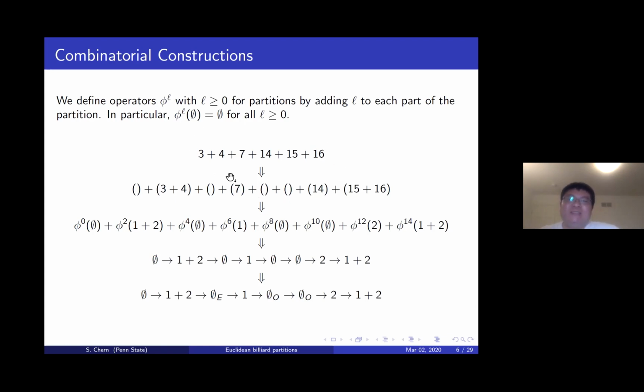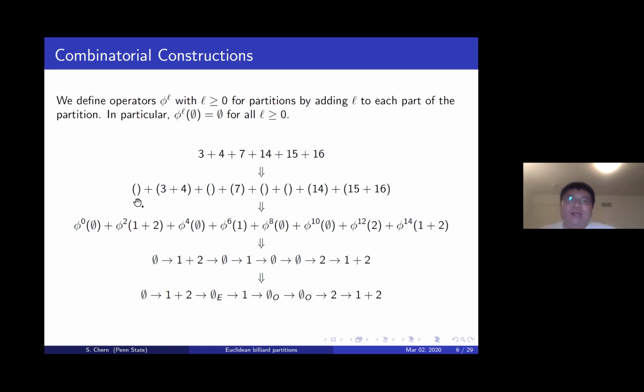So let's look at this partition: 3 plus 4 plus 7 plus 14, 15, and 16. We first take out all parts among 1 and 2, and we have no such parts. Then parts among 3 and 4, so we have 3 plus 4. Parts among 5, 6, we have no such parts. 7 and 8, we have 7, and so on. And 13 and 14, so we have 14, and 15 and 16, so we have 15 plus 16.